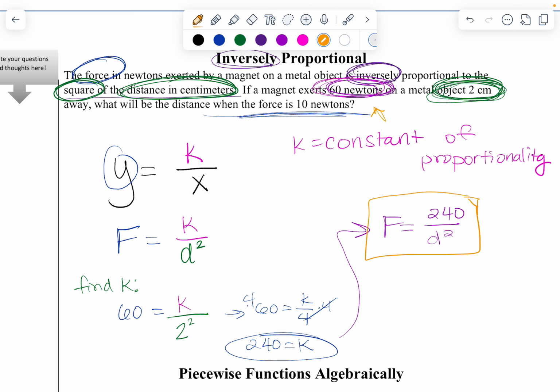Okay, so now the second part says, what will the distance be when the force is 10 newtons? So what are we looking for? What's the distance going to be? I don't know, the distance is going to be something, but I do know the constant of proportionality is 240, and the force they're telling me is 10. So let's solve for d.